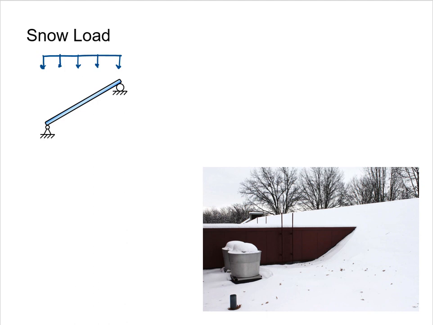The codes start with the ground snow load, the weight of snow that falls from the sky onto flat ground. That amount can then be modified for conditions like steep roofs, which would tend to have some snow slide off.